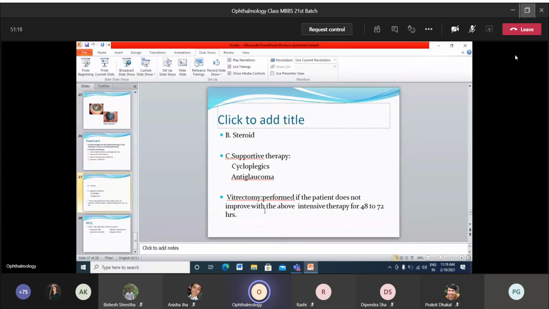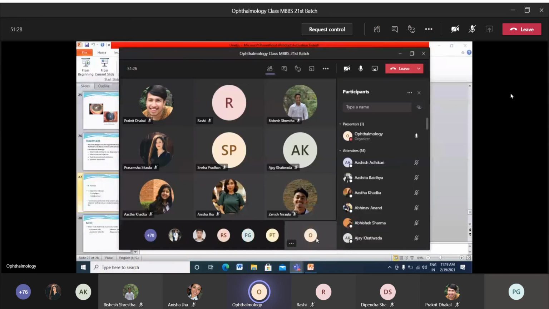So this is all about today's class. It's basically about uveitis and endophthalmitis, two very important topics. It can come as SAQs and even as PBQs. For uveitis, the main feature that you'll have to remember is that it's a case of painful red eye, and keratic precipitates are the hallmark seen in cases of anterior uveitis.